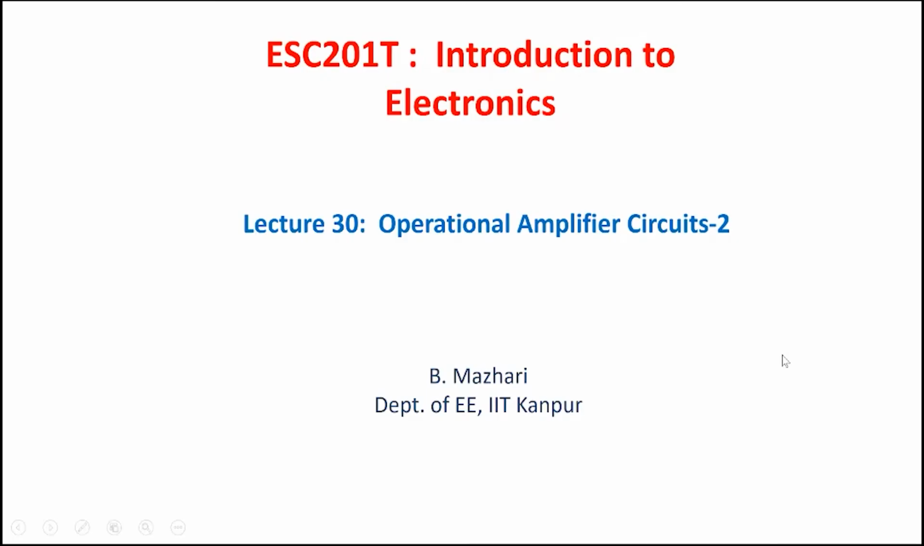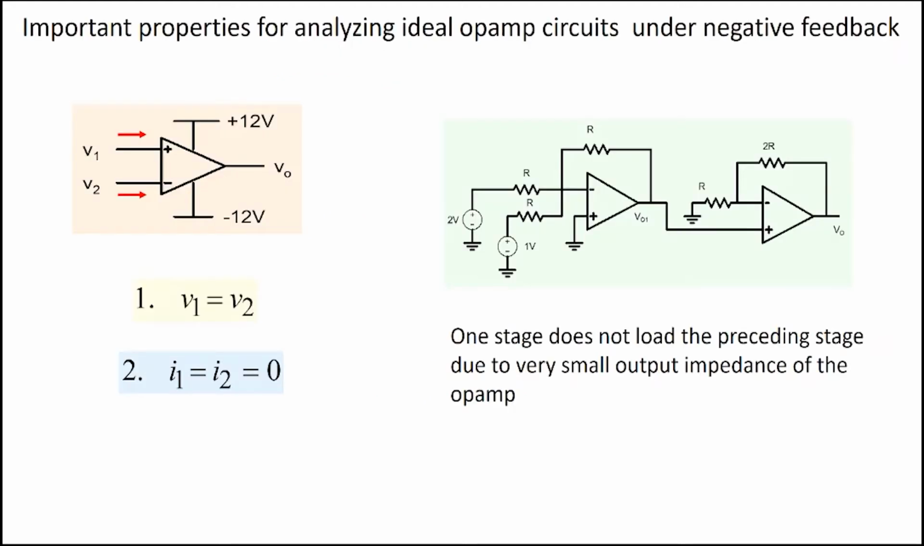Okay, so let's continue our discussions related to operational amplifier circuits. In the last lecture, we have seen that there are many interesting things we can do with op-amps. The ideal op-amp, meaning an op-amp with very high open loop gain and very high input resistance, under negative feedback has two interesting properties: the voltages at the inverting and non-inverting terminals are equal, V1 equal to V2, and the currents going into the op-amp, I1 and I2, are zero.